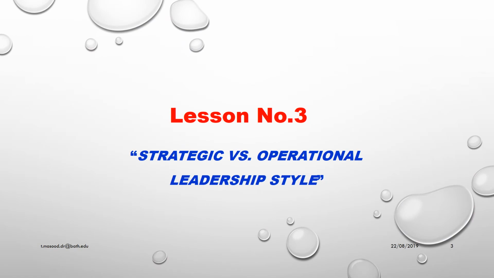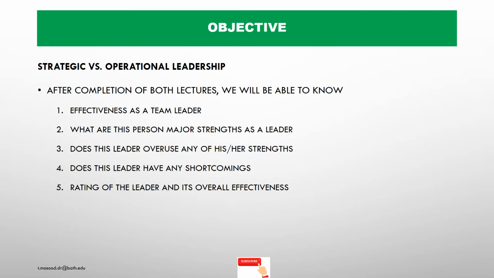Lesson number 3, strategic versus operational leadership style. Objective: strategic versus operational leadership style. In my earlier lecture, forceful and enabling leadership style, I discussed in detail. After completion of both lectures, we will be able to know: number 1, effectiveness as a team leader; what this person's major strengths as a leader are; whether this leader overuses any of his or her strengths; whether this leader has any shortcomings; and the rating of the leader and overall effectiveness.